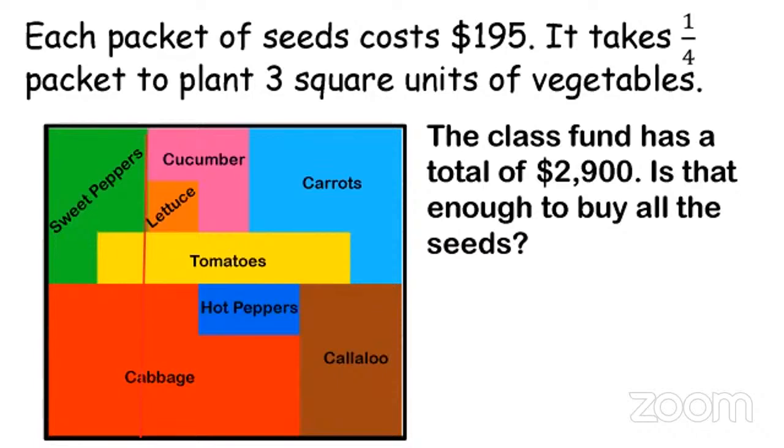So what I did was I divided 42 by 12 to see how many packets we would need. After I divided 42 by 12, I got 3.5. Then I multiplied 3.5 by the $195 to figure out how much money we would need to spend on the packets.